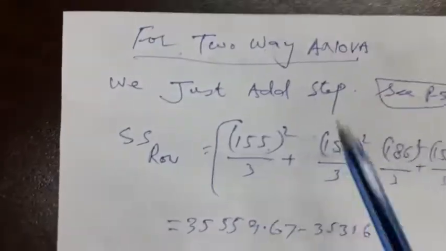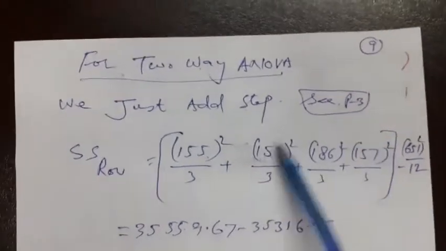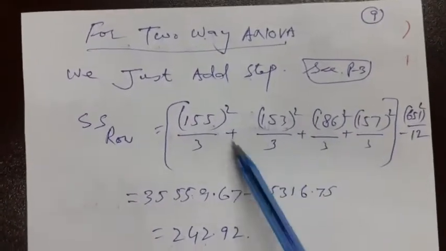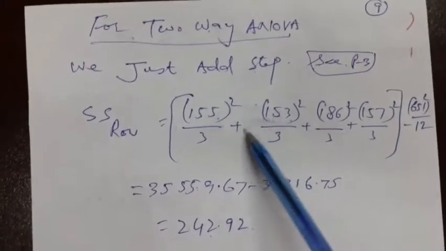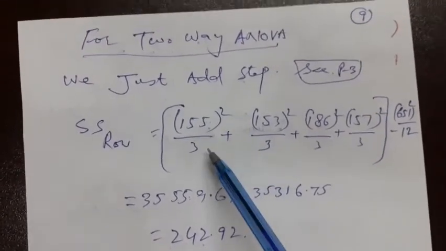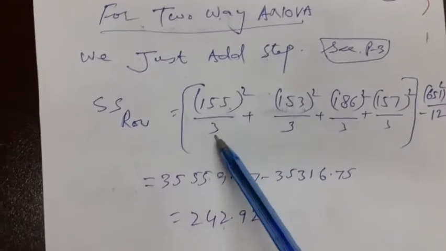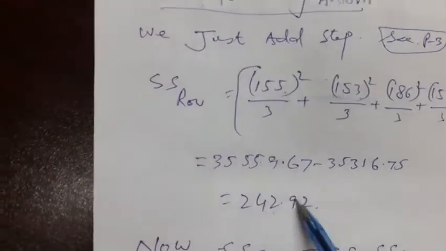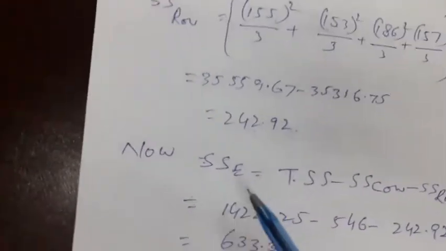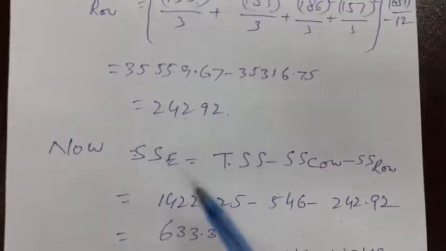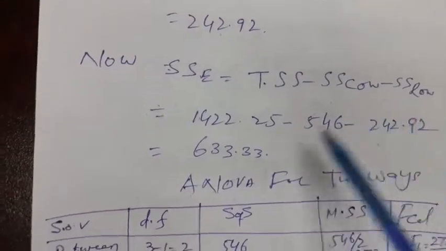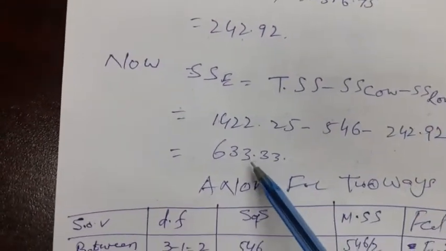For two-way ANOVA, we just add a step. These are the sums of the rows. Again, 155 square over 3. This 155 is the sum of the three values. Again, this one we will get the sum of rows. Here is the answer. SSE will not be the same. Here is the total sum of square, SS column, SS row. Here is the answer for the SSE.